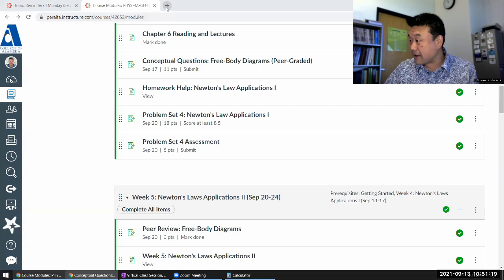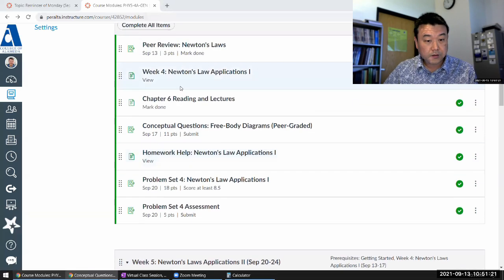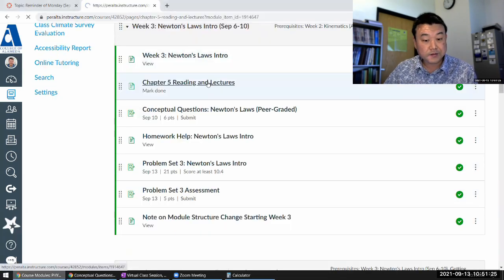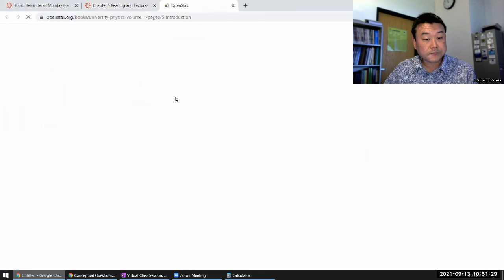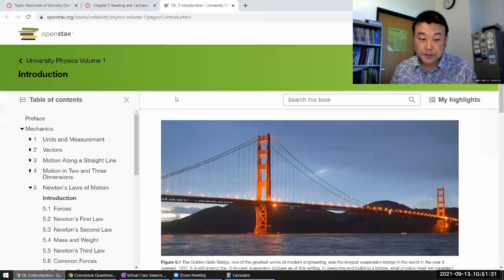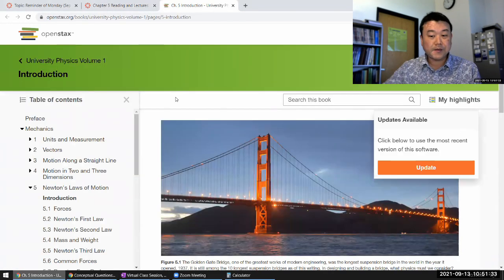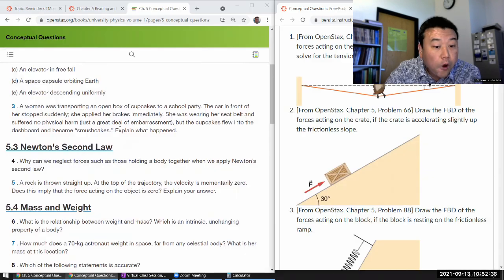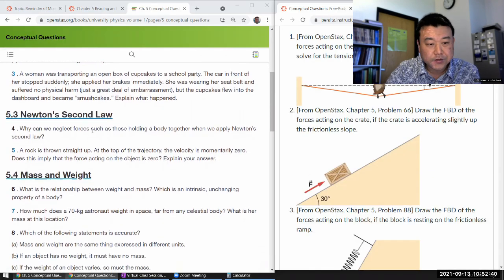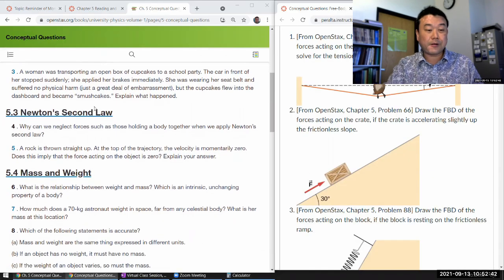And with that, I'm just gonna go to the textbook section and look for situations that involve forces where I could maybe draw a free body diagram. Oh, this is an interesting situation. So let me draw a free body diagram here.